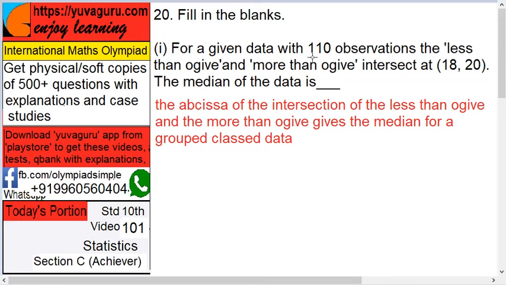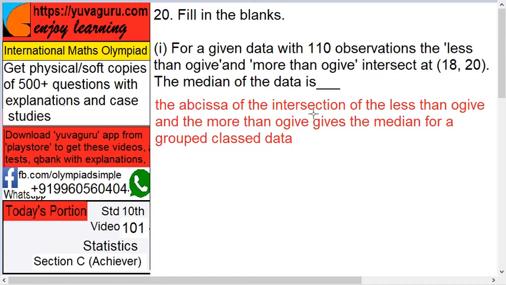So here there is a separate explanatory video of mine on this topic: how to draw less than ogive, more than ogive and find the median. So we won't waste our time over here. Kindly follow that video. I'll just give you the hint over here. The abscissa of intersection of less than ogive and more than ogive gives the median of the grouped class data.